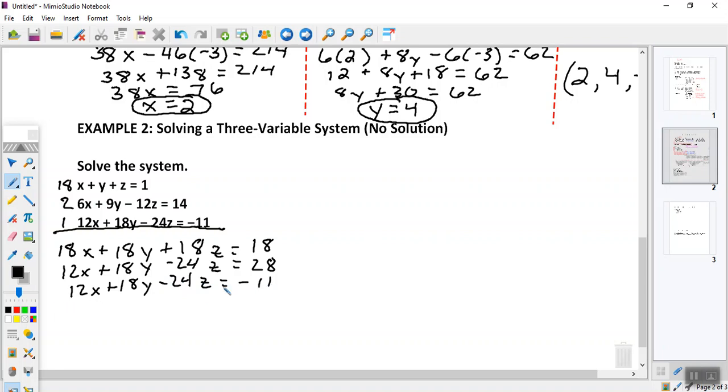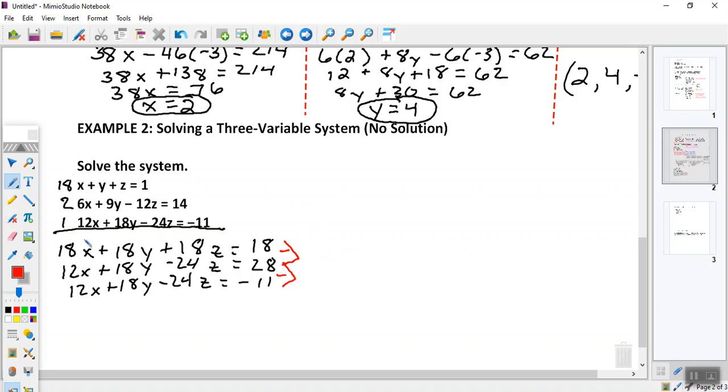Okay, here we go. Let me change colors here. So when I do row 1, row 2, guys, we're really concerned about which column, the X's, the Y's, or the Z's now. Why? Okay, take a look at the Y's in the first two, plus 18Y, plus 18Y. So you can add row 1 or subtract row 1 and row 2. Subtract them. How about row 2, row 3? What are we going to do there?